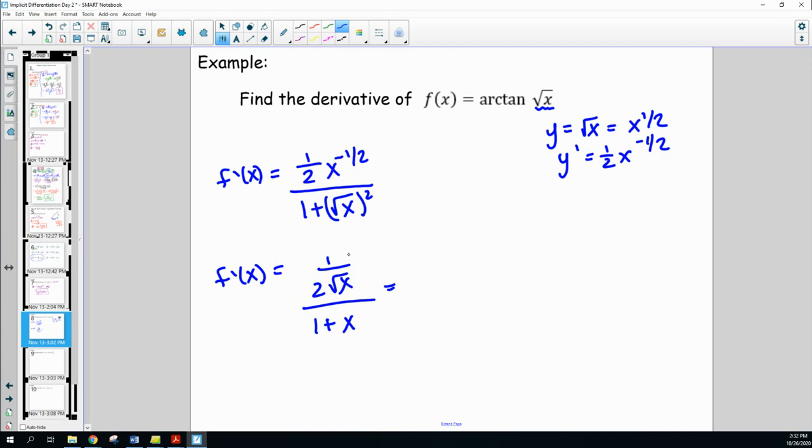And then I don't like complex fractions. So what I'm going to do is just bring the denominator of my numerator down to the bottom. So I'm just going to make this 1 over 2 root x times 1 plus x.